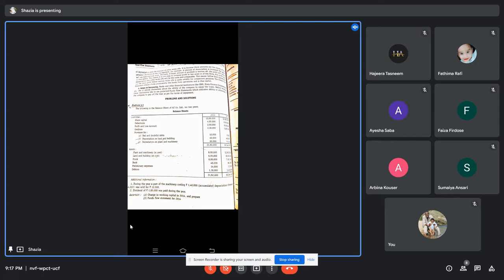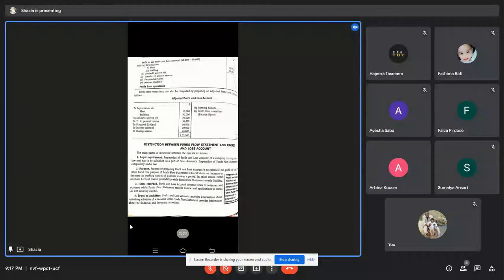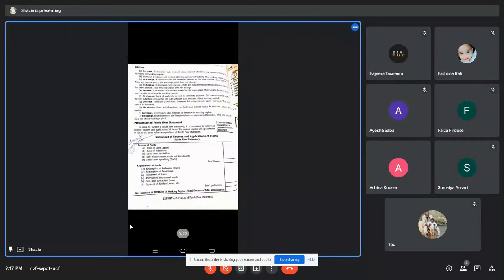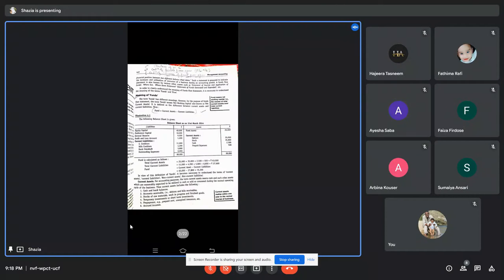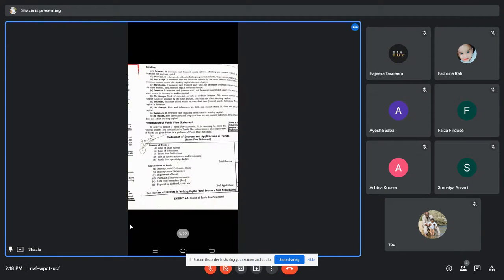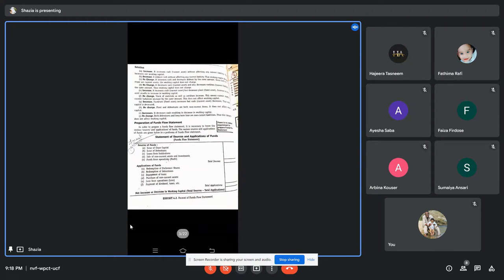You should know the formats to do these particular sums, because if you don't know the format, you'll not be able to do the problems either. That's the reason I have given you the formats. I repeat again: what is the first format? Write down the theory part, a little bit of theory. Then the first format is the statement of sources and application of funds.